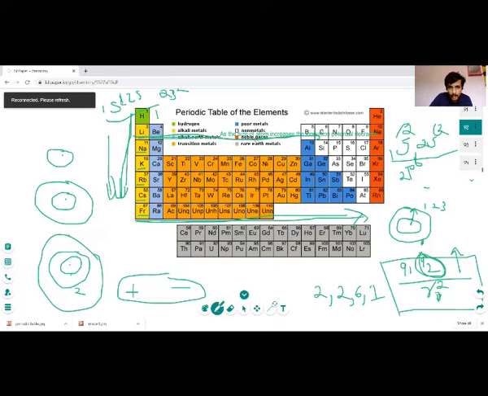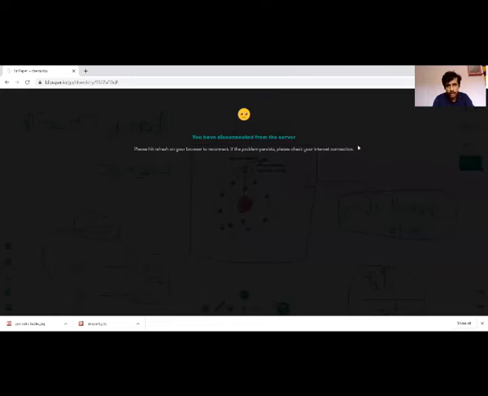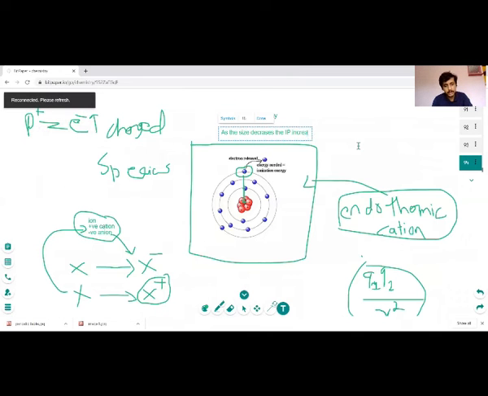Hence, when you go from left to right, the size decreases. Since size is smaller, the attraction is more, you have to put in more energy to remove that electron. So if you put it in here, as the size increases, the ionization potential, I'll write it as IP, decreases. So let's write it like size and IP.